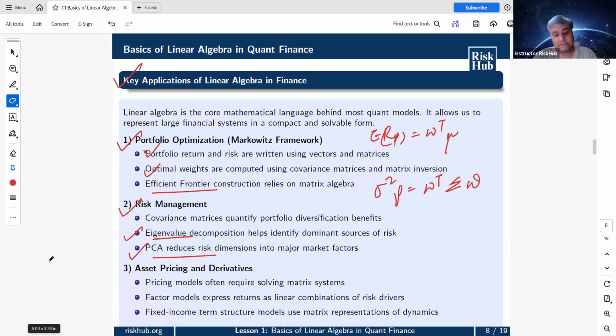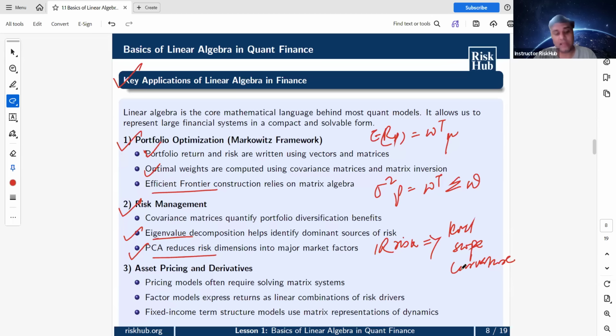In interest rate risk, instead of tracking every maturity separately, PCA may show that most movement comes from a level shift, a slope change, or a curvature change. So for interest rate risk, PCA basically decomposes things into three shifts: level, slope, curvature. Okay, this is directly used in market risk and fixed income risk management.